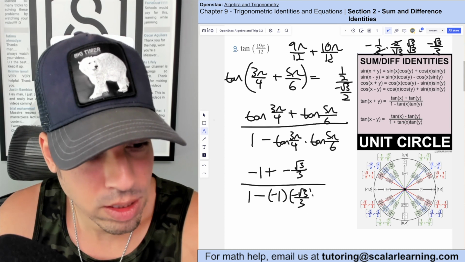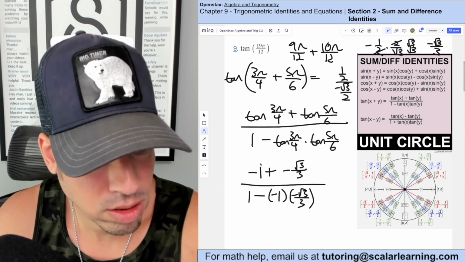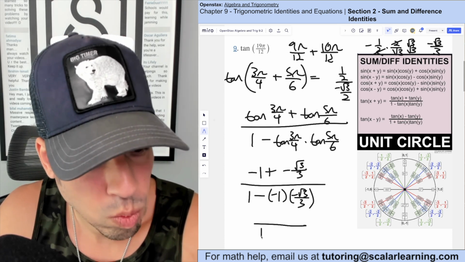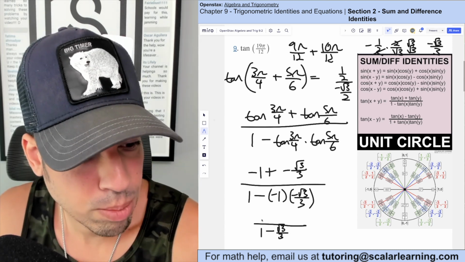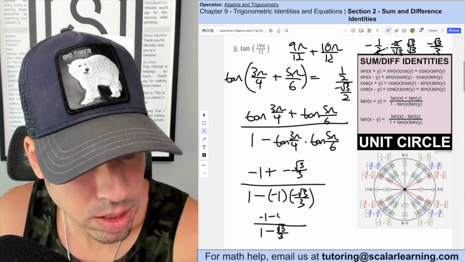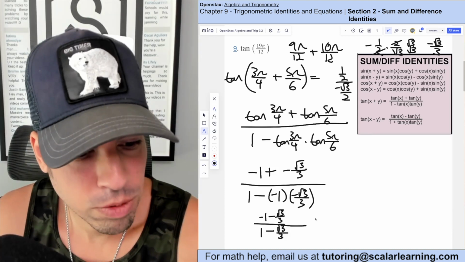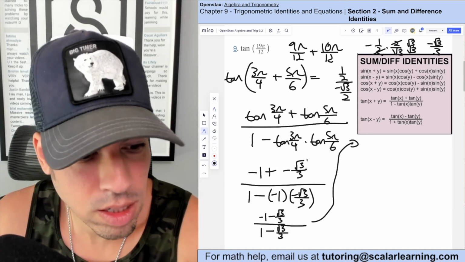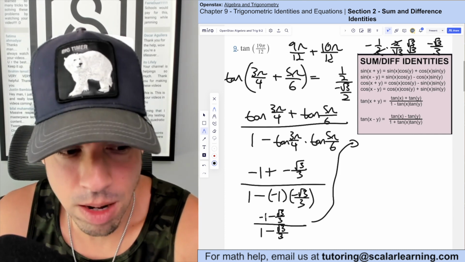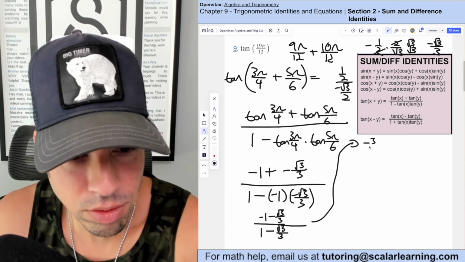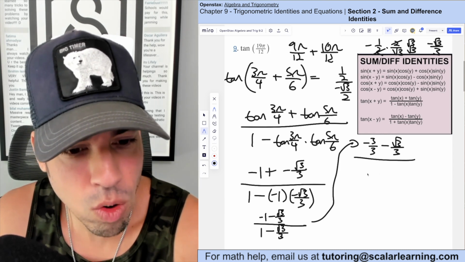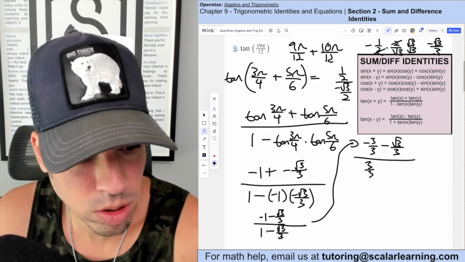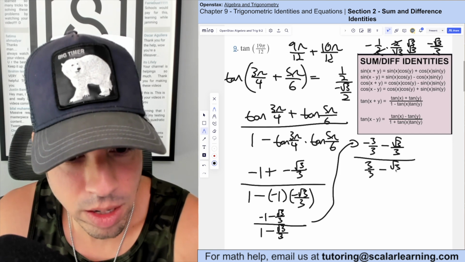So just so we can see here, these two negatives are going to cancel out, so it's still going to be 1 minus rad 3 over 3. And on top, we have negative 1 minus rad 3 over 3. Now, just making some room, we're going to consolidate and simplify a little bit further. I'm going to get common denominators, so I'm going to turn that negative 1 into negative 3 over 3 minus rad 3 over 3, over 3 over 3 minus rad 3 over 3. I'm turning the 1 into 3 over 3.